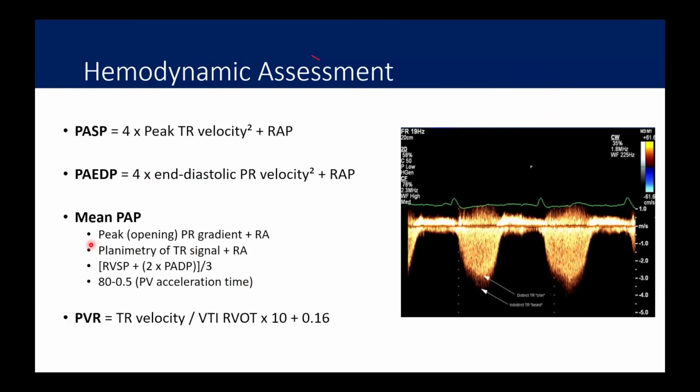And the guidelines give you multiple validated ways to measure your mean pulmonary arterial pressure as outlined here. And your PVR, or your pulmonary vascular resistance, is your TR velocity over your RVOT VTI multiplied by 10 plus 0.116. One quick comment about measuring your TR velocity is that, remember, you really want to measure what they call the chin and not all of this fluffy, hazy artifact beyond that. Otherwise, you'll be over measuring your TR velocity on your CW Doppler.